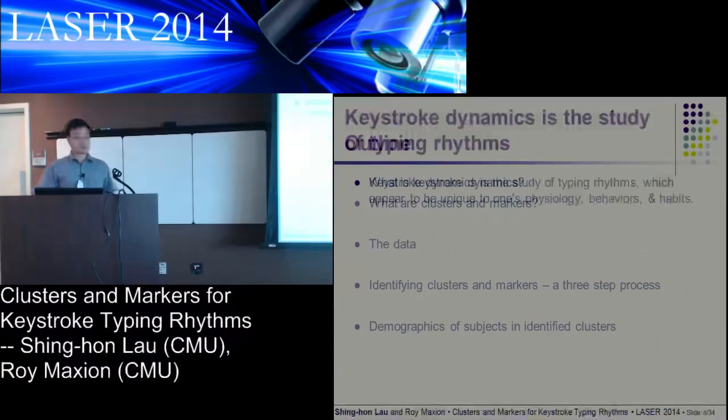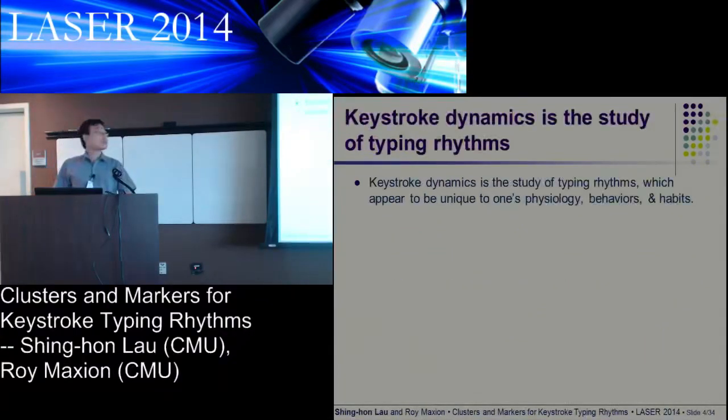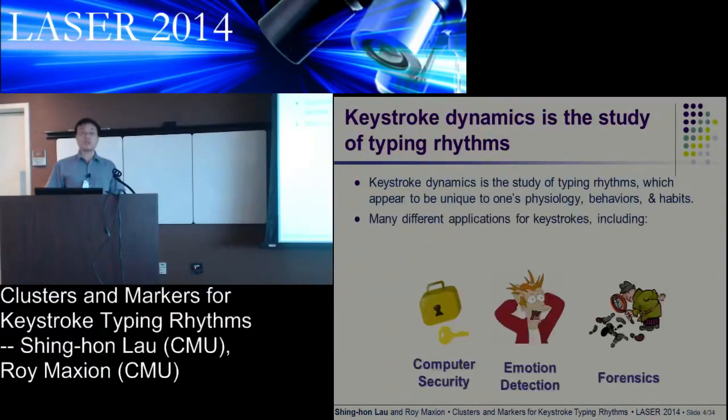Diving right into it, what exactly is keystroke dynamics? Keystroke dynamics is the study of typing rhythms. It appears to be unique to each person based on that person's physiology, behaviors, and habits. And there are many different applications for keystrokes, including computer security, emotion detection, and forensics.